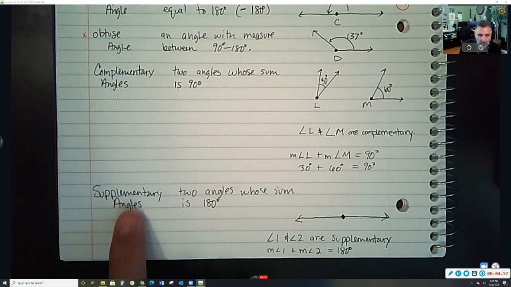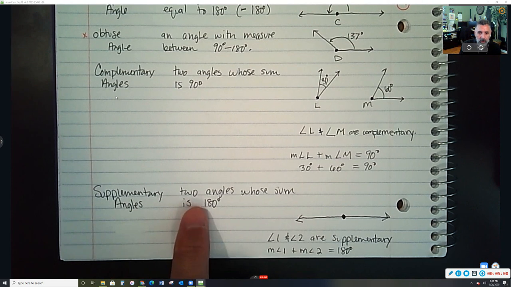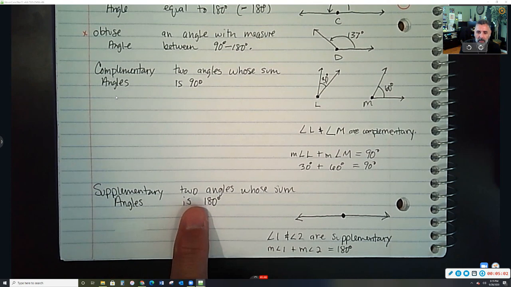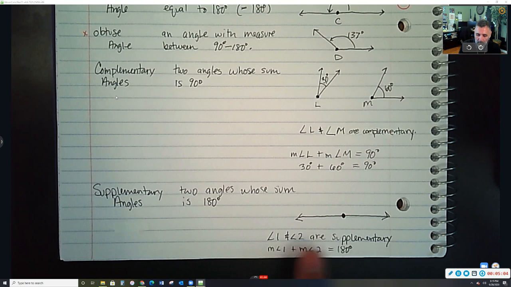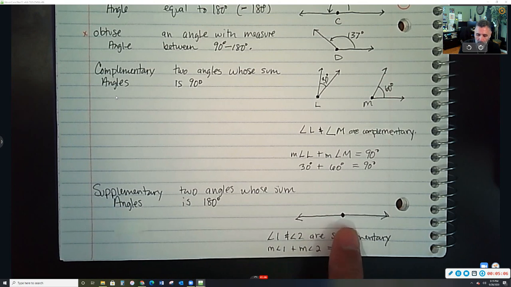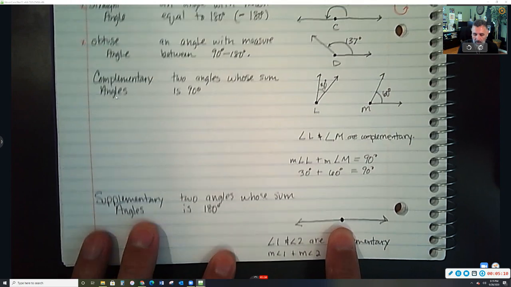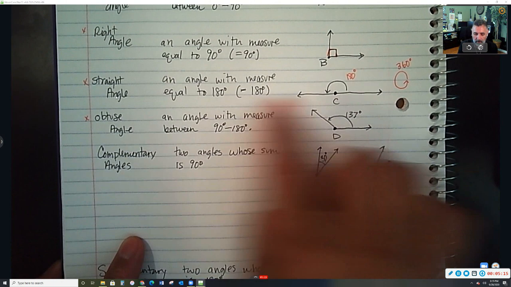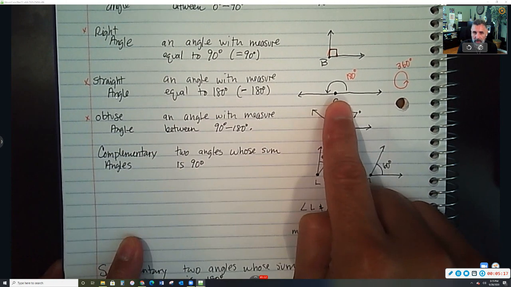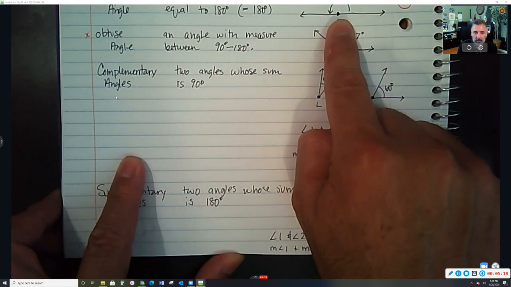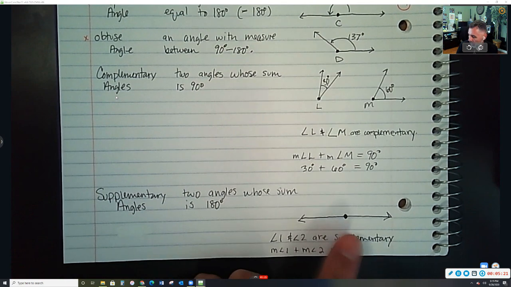Supplementary angles are two angles whose sum is 180. Okay, and I didn't do the drawing in here because what I wanted to point out was supplementary angles. A lot of times they put it like this, and this guy, remember just from before, is a straight angle which equals 180. So whenever you see supplementary angles, a lot of times it looks like this.